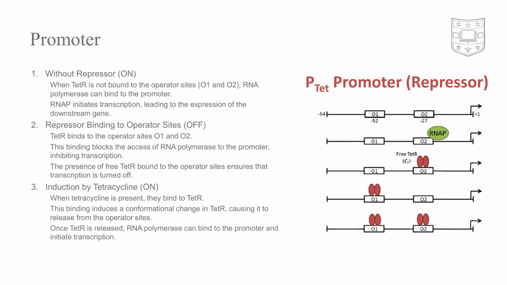However, when the repressor protein, TET-R, binds to specific operator sites on the promoter, referred to as O1 and O2, it physically blocks RNA polymerase from accessing the promoter, turning transcription off. Regulation can be reversed with an inducer like tetracycline. When tetracycline molecules bind to TET-R, they cause a conformational change that releases the repressor from the operator sites. This release restores RNA polymerase's access to the promoter, switching transcription back on. This inducible system allows for precise control of gene expression in response to external signals.